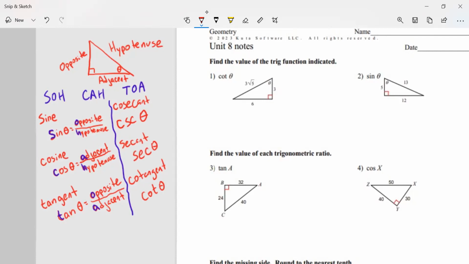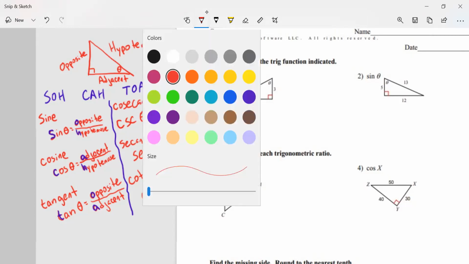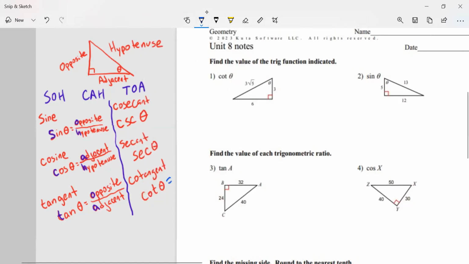Let me start with cotangent. If you notice, tangent was TAN and cotangent is COT. Kinda looks like tangent backwards. So cotangent is going to be the reciprocal of tangent. Remember, reciprocal is basically a fraction flipped upside down. So cotangent, let me write this in blue here. Cotangent is going to be adjacent over opposite.